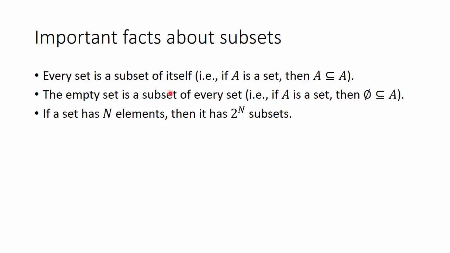Now here are some important facts about subsets that I want to go over. And here are 3. Every set is a subset of itself. So this means that if A is a set, then A is a subset of A. The empty set is a subset of every set. That is, if A is a set, then the empty set is a subset of A. Finally, if a set has capital N elements, then it has 2 to the capital N subsets. These facts will be useful to remember.